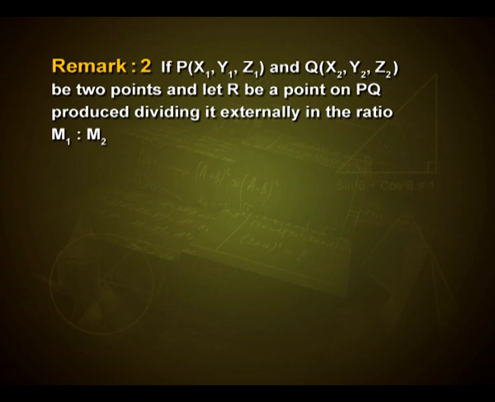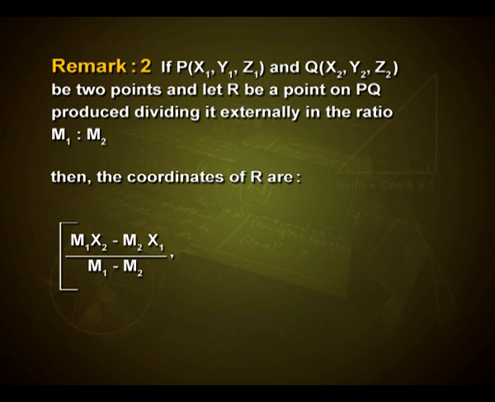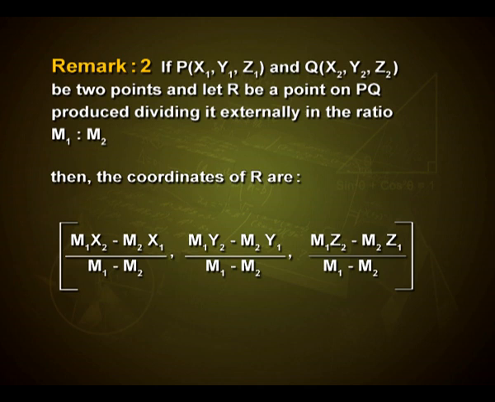And another important remark here: if P (x1, y1, z1) and Q (x2, y2, z2) are two points, and let R be a point on PQ produced dividing it externally in the ratio m1 : m2, then the coordinates of R are (m1x2 - m2x1)/(m1 - m2), (m1y2 - m2y1)/(m1 - m2), (m1z2 - m2z1)/(m1 - m2).